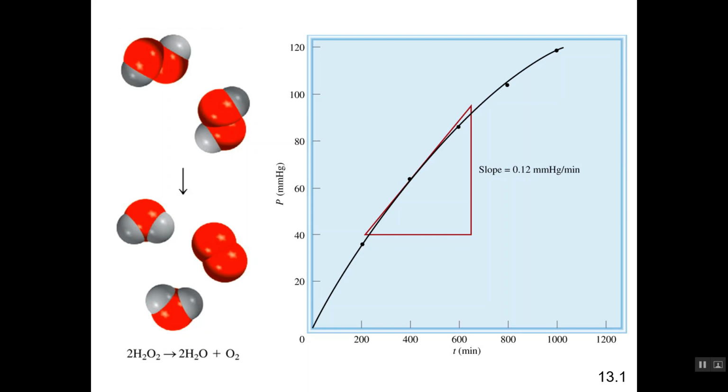And when this reaction is done and the pressure measurements are taken over different time intervals, again, we end up with a smooth curve, and we can find the instantaneous rate, just like we did in the previous example. We choose a point at which we want to determine the instantaneous rate, which I think is 400 minutes here. You draw your line, which is a tangent, and then determine the slope. In this case, the slope is 0.12 millimeters of mercury per minute. So that's basically the instantaneous rate of the reaction at that particular point in time.